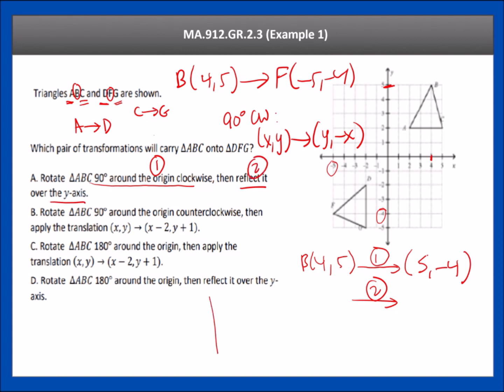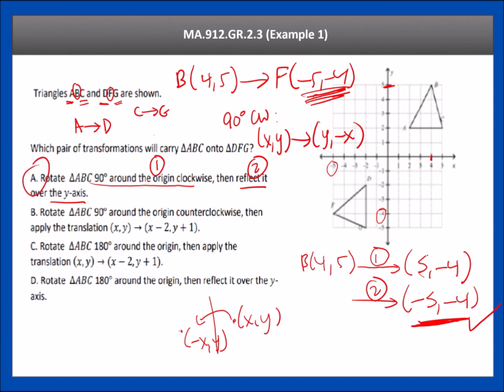If I reflect something over the y-axis, that's going to change the x coordinate, right? So it's going to go from +x to -x and vice versa, right? So it's going to basically put a negative in front of the first coordinate. So the x coordinate here is now 5, so it's going to be -5, -4. Now, is that the coordinate that we want? Yes, that is the coordinate that we want. F is -5, -4. So check. That seems to be the transformation.